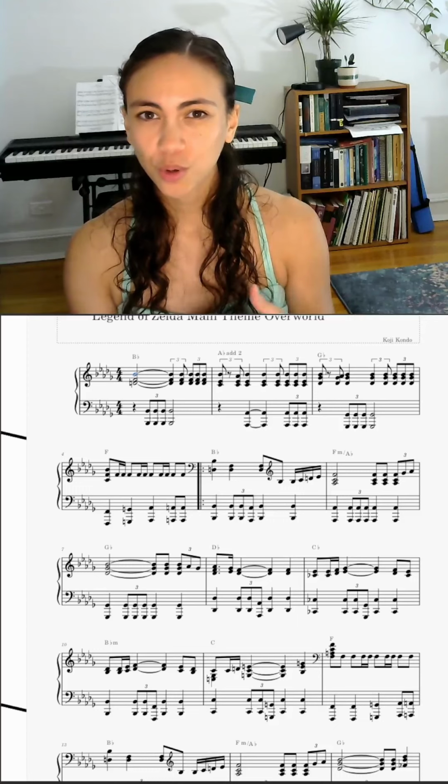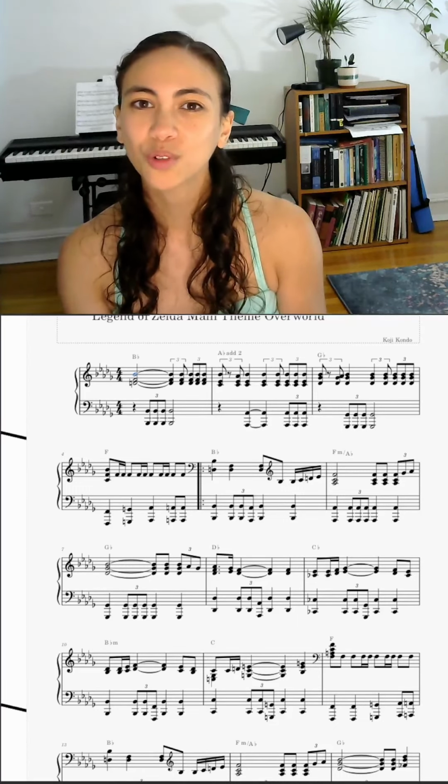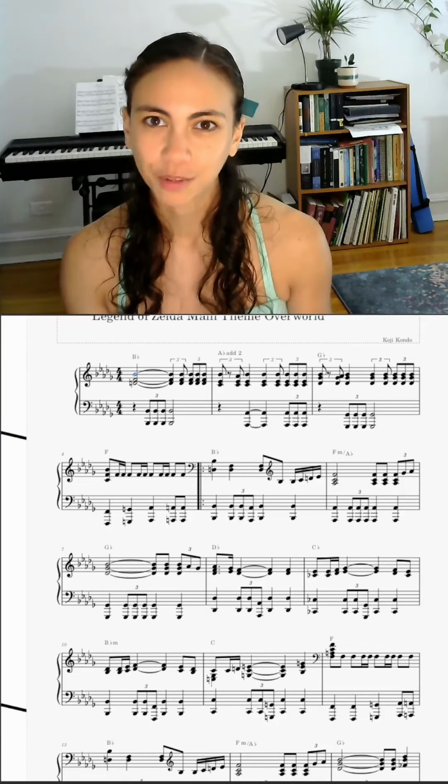First things first, to know which chords are chromatic, we have to know what key we're in, and that means identifying the tonal center. There are multiple ways of establishing a tonal center.